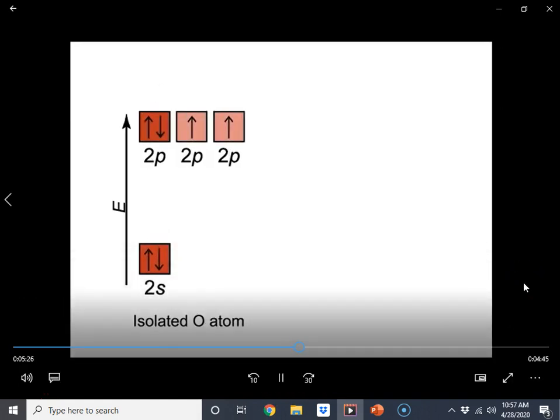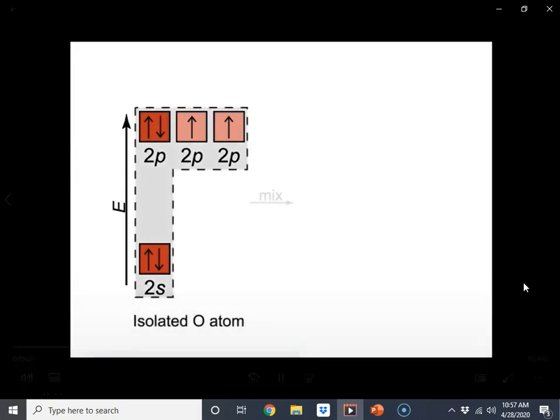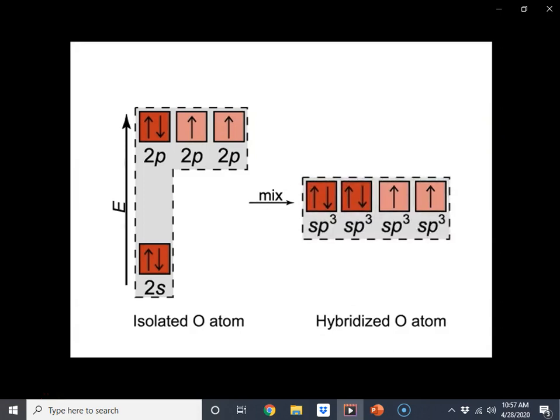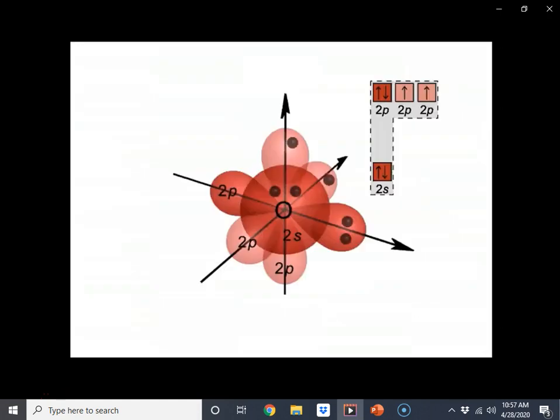So here we are with the oxygen. We have 6 valence electrons, 2s2, 2p4. We're going to mix all 3 of those 2p's and the 2s. We have 4 atomic orbitals. Now we have 4 molecular orbitals, the sp3's. We put those 6 electrons in them, and now we have 2 sp3's which have lone pairs and 2 available for bonding. So here's the oxygen in its atomic form before the hybridization takes place.